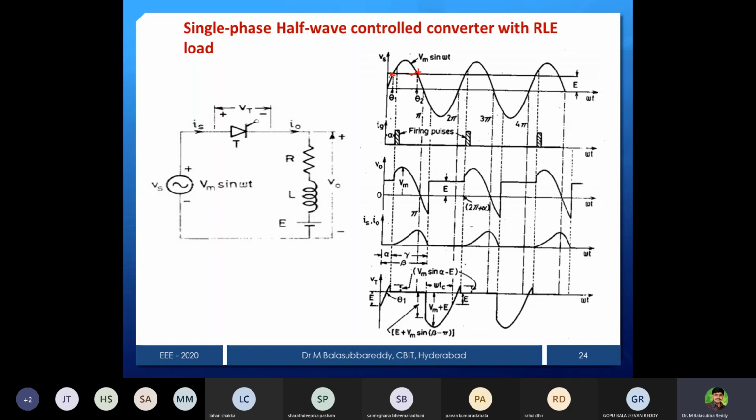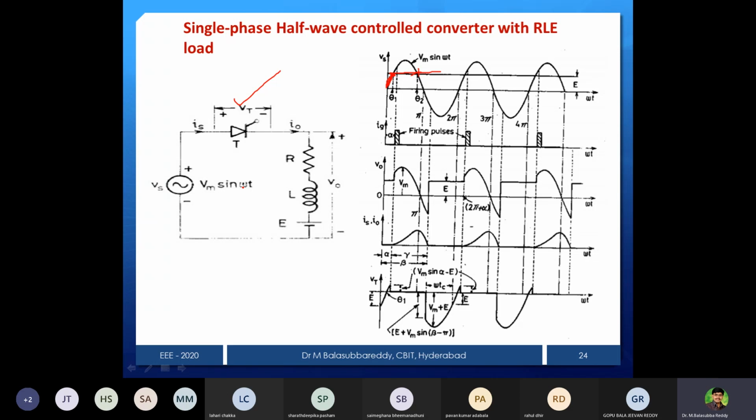We can observe the thing before theta 1. Before theta 1, what will happen? The supply voltage is less than the battery voltage. So if that is the case, what will happen? The thyristor is reverse biased. Even though the thyristor anode is connected to positive, the cathode is also connected to positive on the load side. So the load side has a battery. And the condition for it to become forward biased is when the anode is more positive than the cathode, then the thyristor will be forward biased.